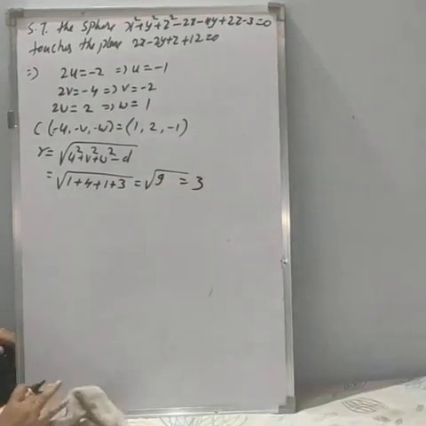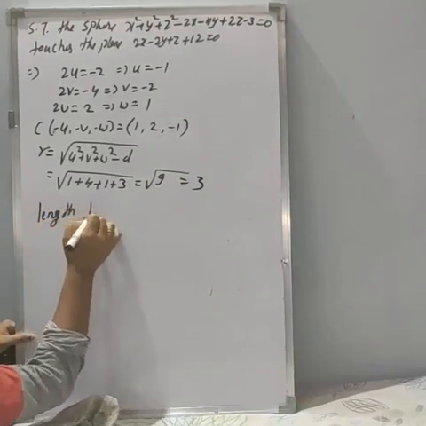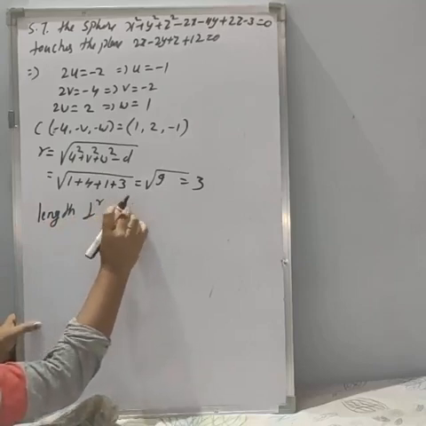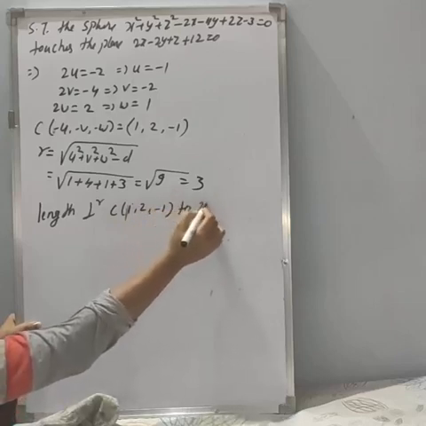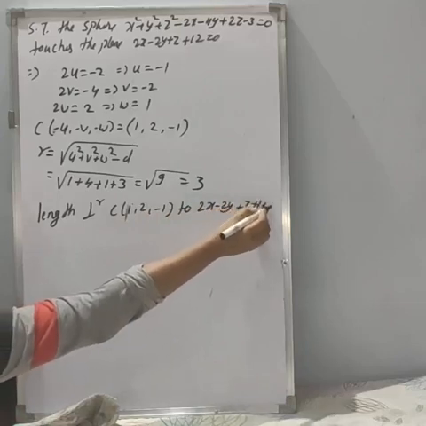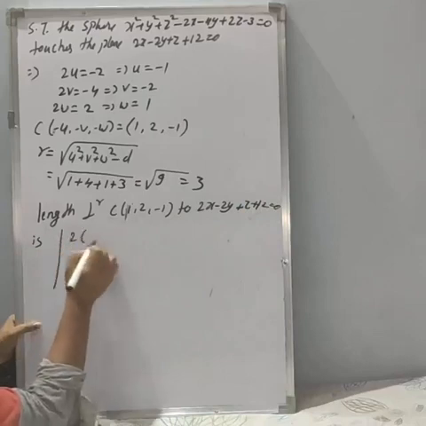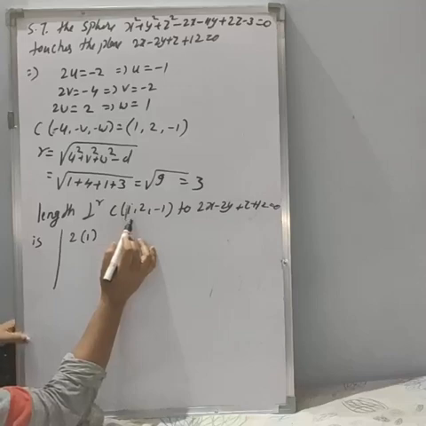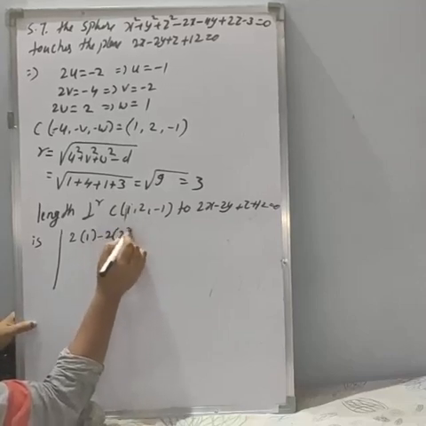Now we will find the length perpendicular. How will we get it? The length perpendicular from the center (1, 2, minus 1) to the plane 2x minus 2y plus z plus 12 is equal to 0 is given by modulus of 2 into, here the x value is 1. We have to consider the center as x, y, z and substitute in that plane. Minus 2 into the y value, which is 2.